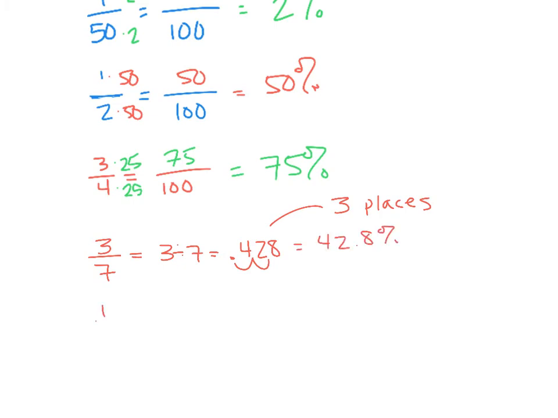Or if you have 1/8, show me you're doing 1 divided by 8, which equals, and then you can use a calculator, 0.125. Show me you're moving 2 places over, and that it equals 12.5%.